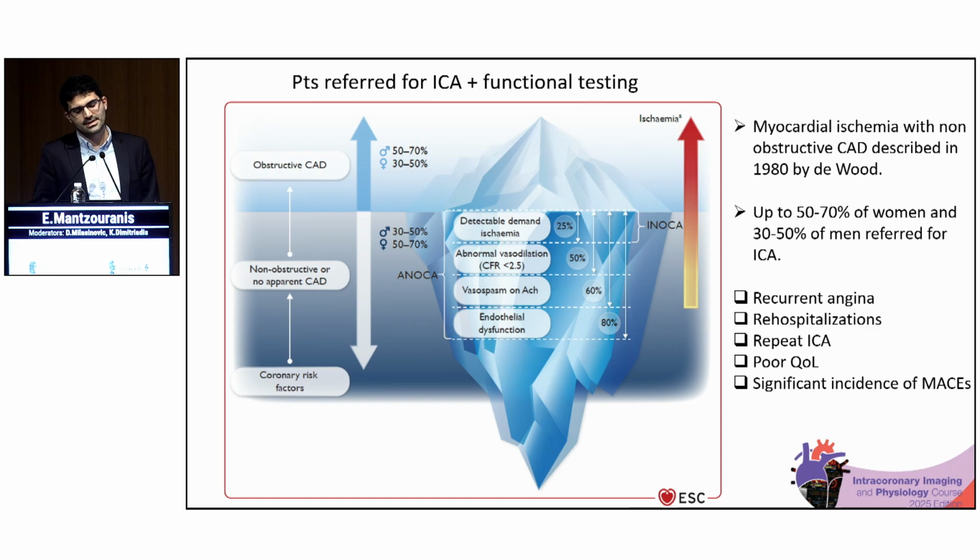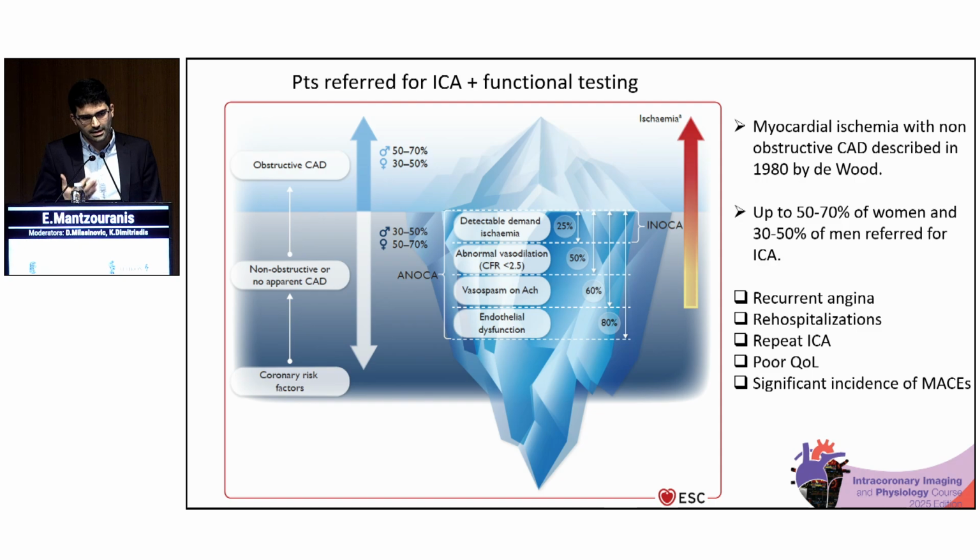And what does this illustration say? It says that when we see patients referred for interventional coronary angiogram combined with functional testing to see the microcirculation, up to 70% of women and up to 50% of men referred for this modality do not have obstructive coronary artery disease, but do have some signs of ischemia or microvascular dysfunction. Focusing on these INOCA and ANOCA patients, up to 80% have proven endothelial dysfunction, 60% can have vasospasm after the acetylcholine testing, up to 50% can have abnormal vasodilatation, and just 25% of these patients had documented ischemia in non-invasive testing.